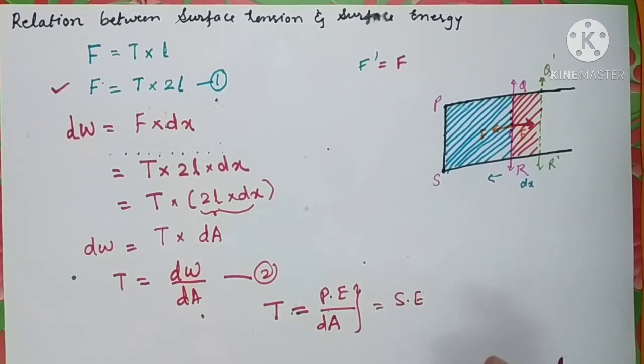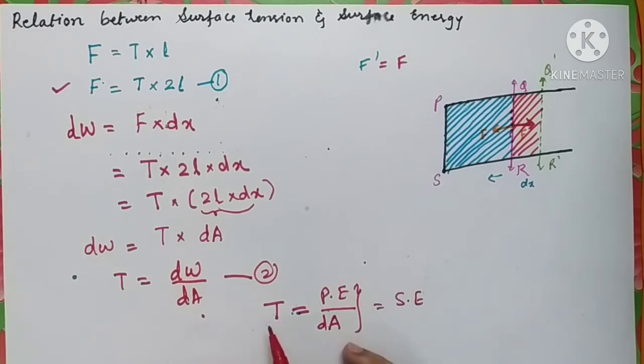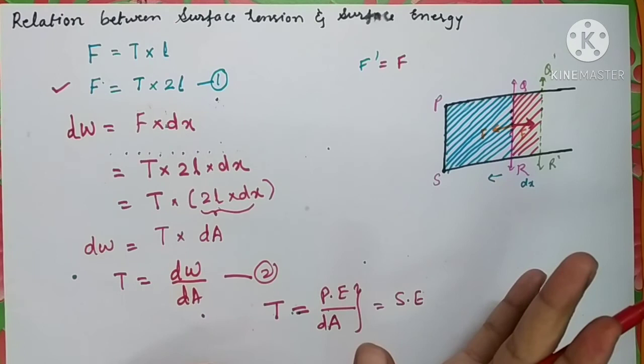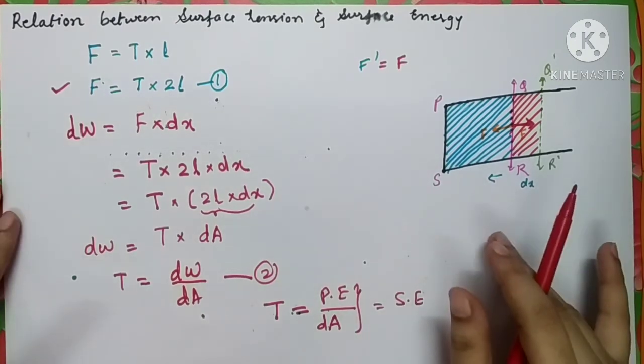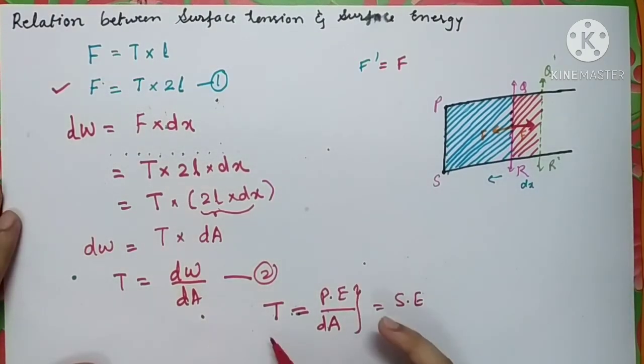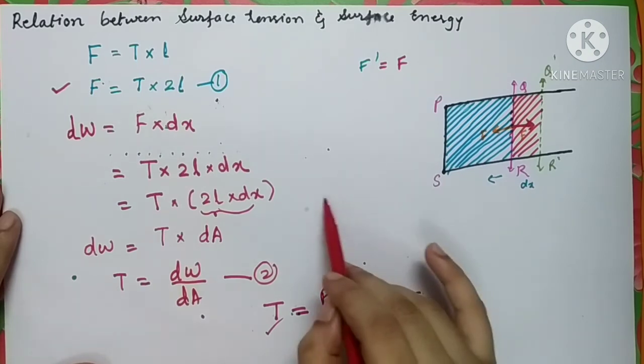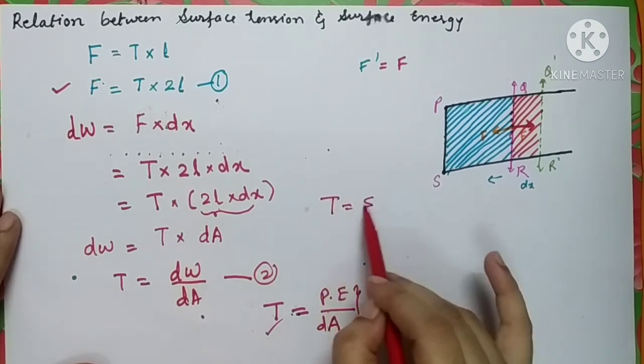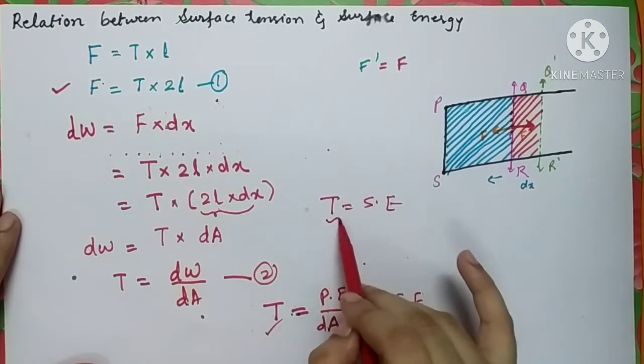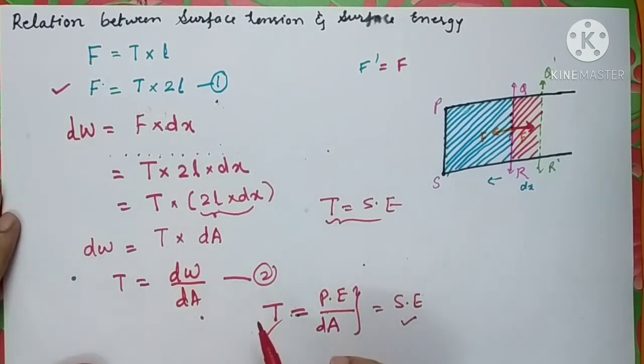So from this equation, we will come to know that the two quantities, surface tension and surface energy, are not only dimensionally equal, but they are numerically equal. It means surface tension and surface energy both give rise to the same concept. They have the same formula as well.